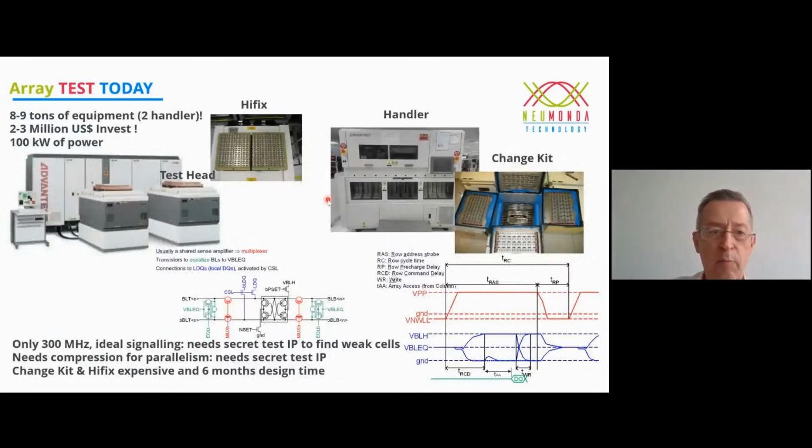So after the burn-in procedure, you go to array testing. For array testing, you have a big, relatively expensive tester, $2 to $3 million, with two handlers, very heavy, 8 to 9 tons, consuming maybe 100 kilowatt of power. And here you try to test the memory DRAM cells. So you also try to make it highly parallel. This is a view on the test head here.